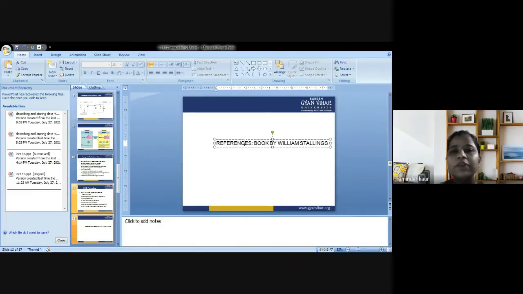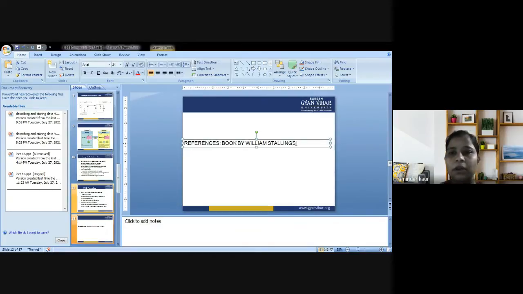Next is the reference book, which is a book by William Stallings. It is available in the college library. If you want to have a look at this book, then you can get it issued from the college library and have a look at the same.